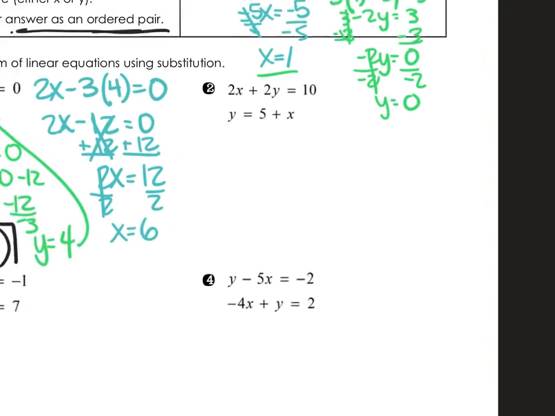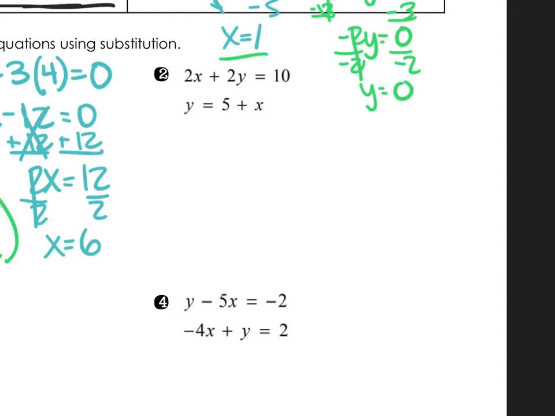Okay, I want you to pause the video, take a minute, and try to solve number 2. So you're going to start with plugging all of this in for the y in parentheses.